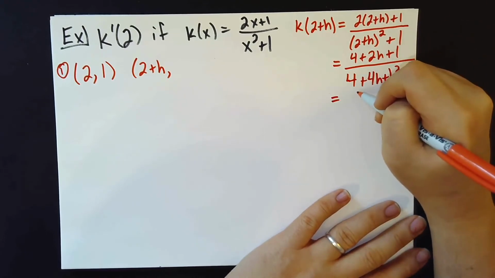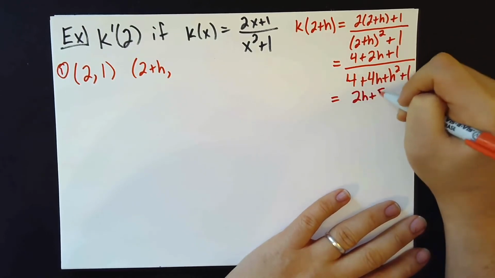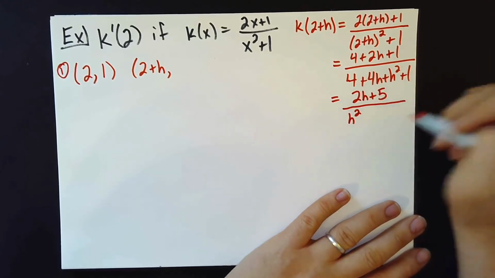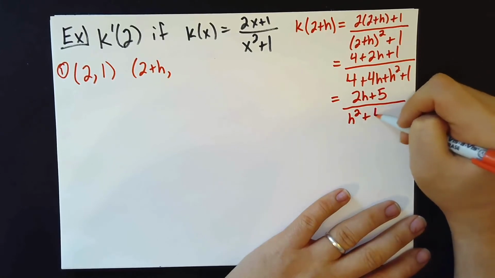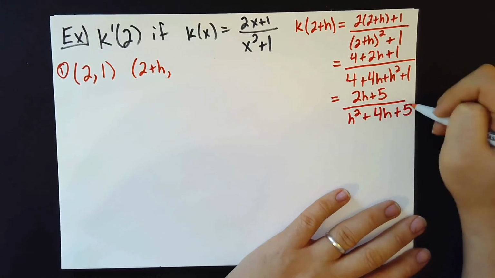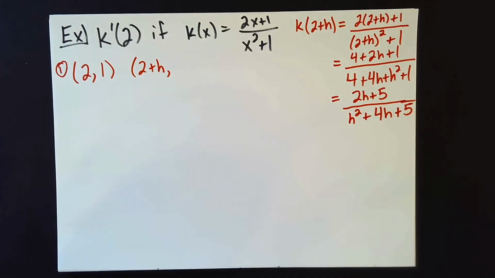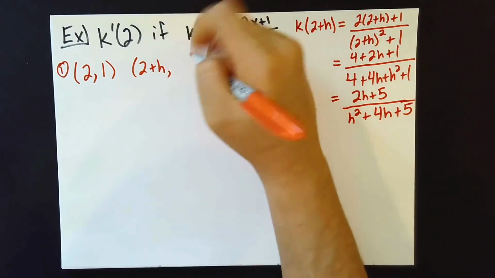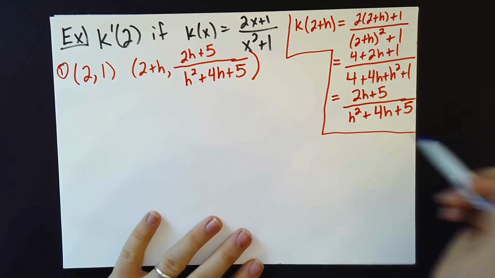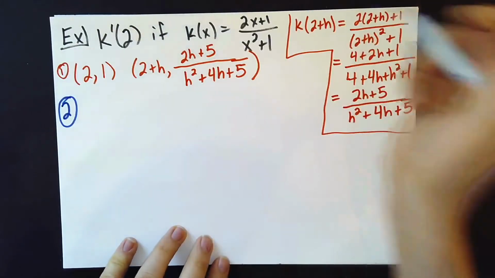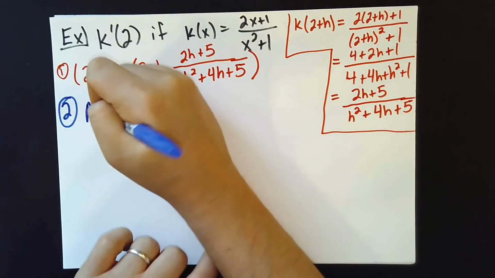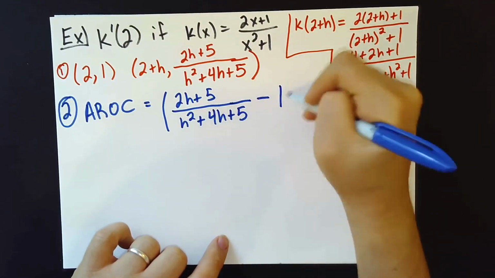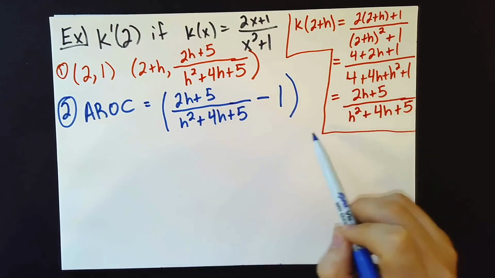Okay, so this is 2h plus 5 divided by h squared plus 4h plus 5. Okay, and so that will be our piece here. Next up, we calculate the average rate of change here between these 2 points. So it's going to be 2h plus 5 over h squared plus 4h plus 5 minus 1. And then divided by h.